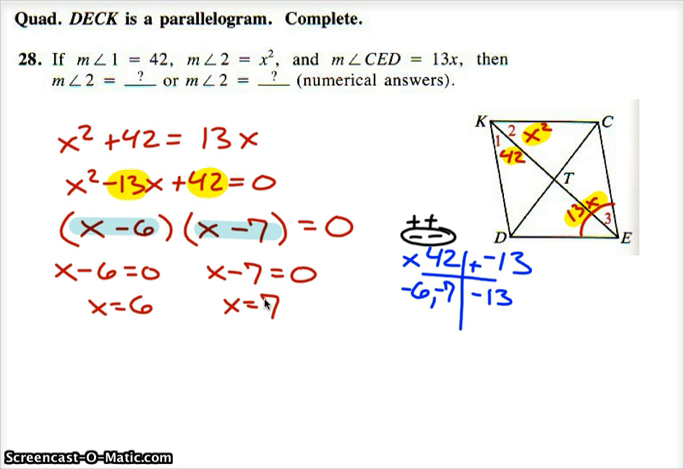So if I look back at our original problem, it says, then the measure of angle 2 equals how much. So it gives us that there are going to be two answers. If I look back at angle 2, I notice that angle 2 is x squared. So if x is 6, x squared is going to be 36. And if x is 7, then x squared is going to be 49. So my two answers are 36 or 49.